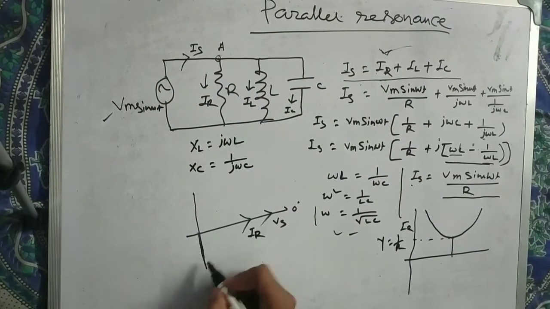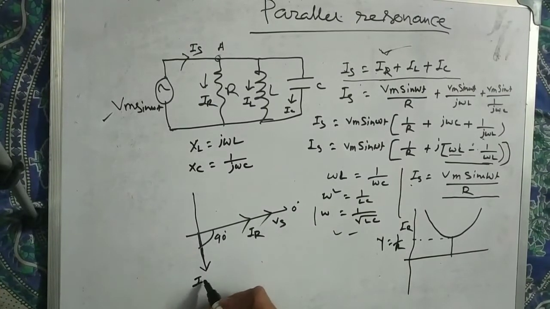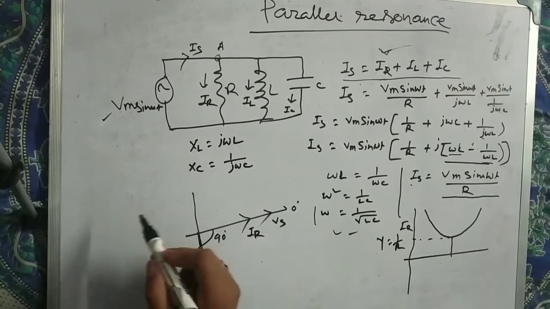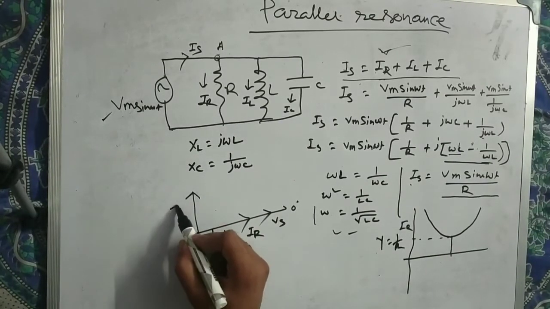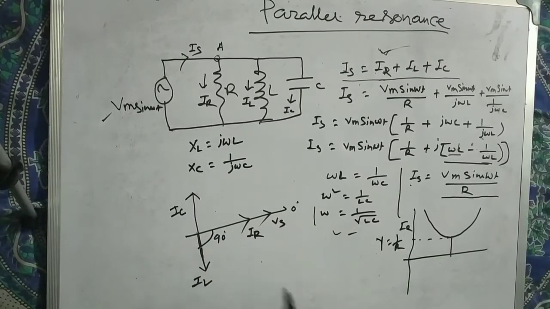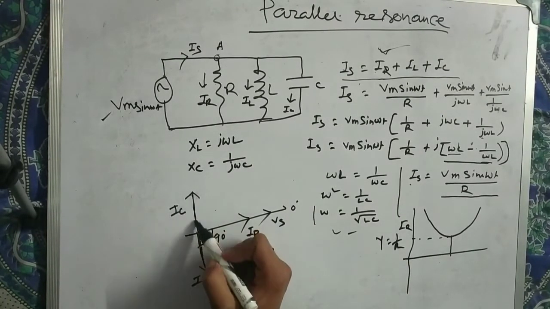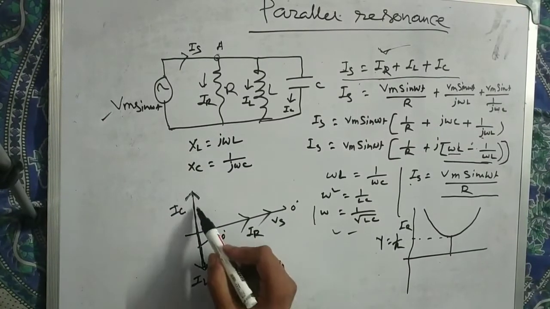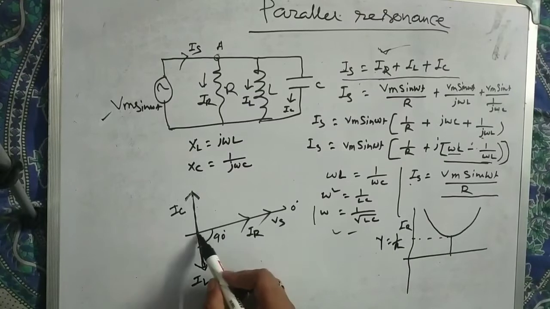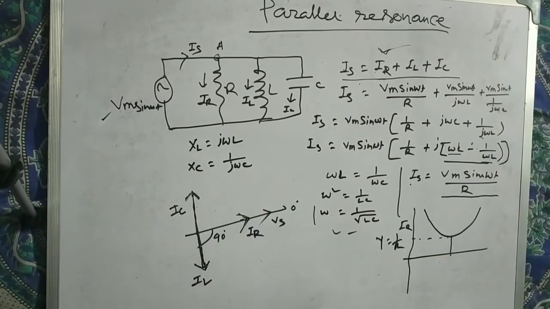So inductor current will lag by 90 degrees. So this is the inductor current. And the capacitor current, we all know, leads the voltage by 90 degrees. So this is the capacitor current. So at resonance condition, what is happening? The inductor current equals the capacitor current. So both are cancelling each other, and then we are getting only resistive current. This is the resonance condition.